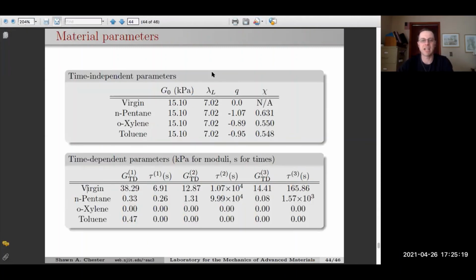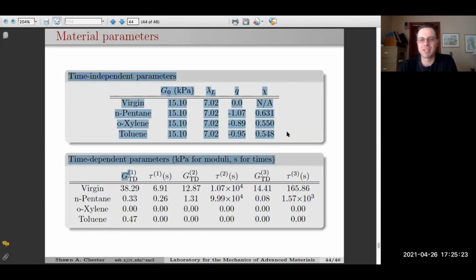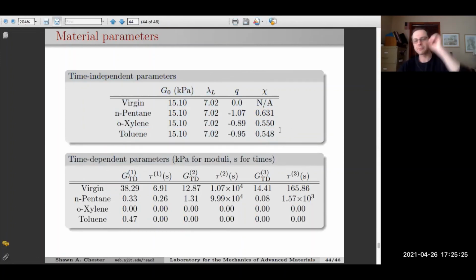And this kind of gives it away. The time-independent parameters are in the top block here, and there's nothing particularly crazy about that. Of course, the initial shear modulus and the locking stretch are unchanged. The fluid does not change the intrinsic material itself. Q and chi help with the change in modulus and how much swelling is observed.